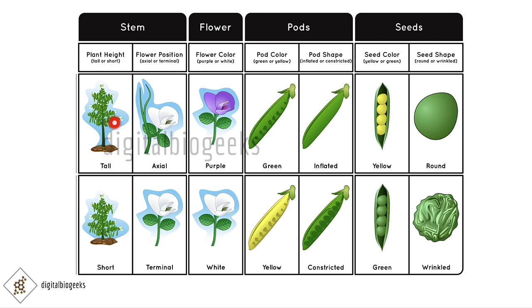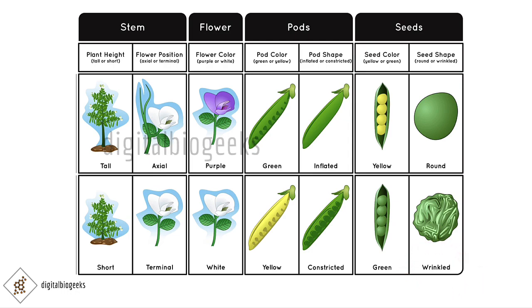He cross-pollinated tall plants with short plants, the plants with axial flowers and the plants with terminal flowers. He cross-pollinated the plants with purple flowers and white flowers. Then green pod color with yellow pod color. He cross-pollinated the inflated pod shape with constricted pod shape. Then cross-pollinated the yellow seed color with green seed color plants. Then the plants that have round-shaped seeds with wrinkle-shaped seeds.